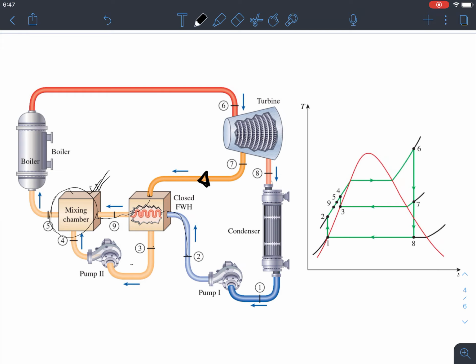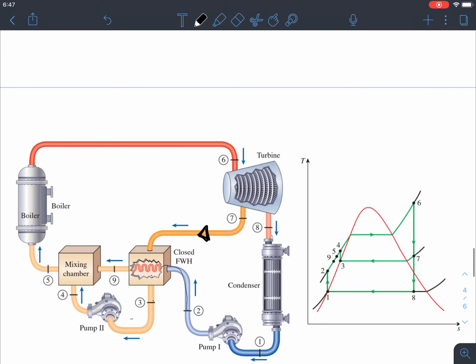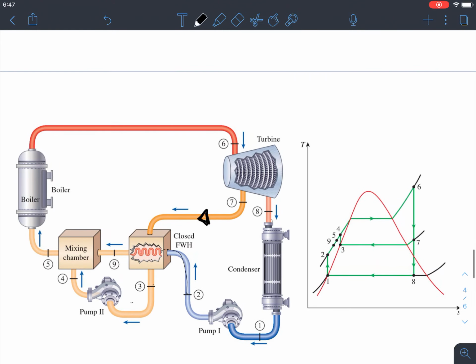Mixing is happening in a separate chamber. However, in the closed feed water heater, mixing is not happening. Mixing is happening in a different place, okay, which is the mixing chamber. So that's the difference between the open feed water heating system and the closed feed water heating system.